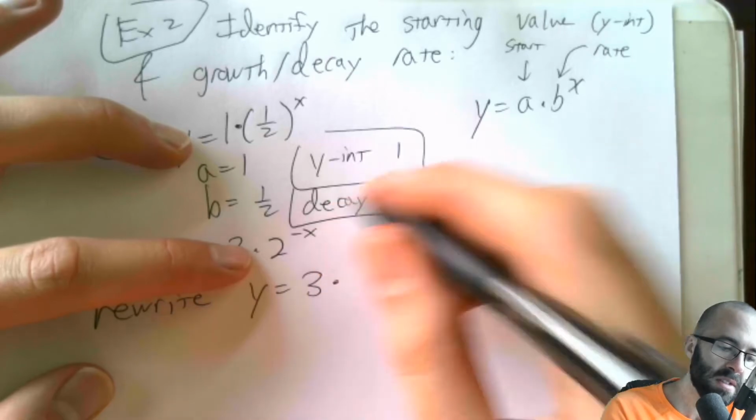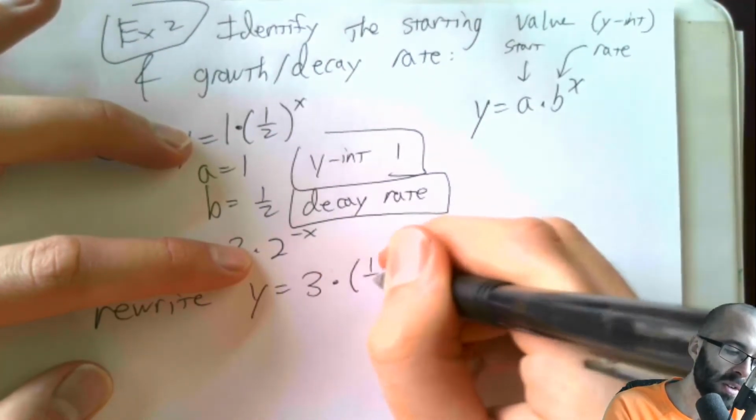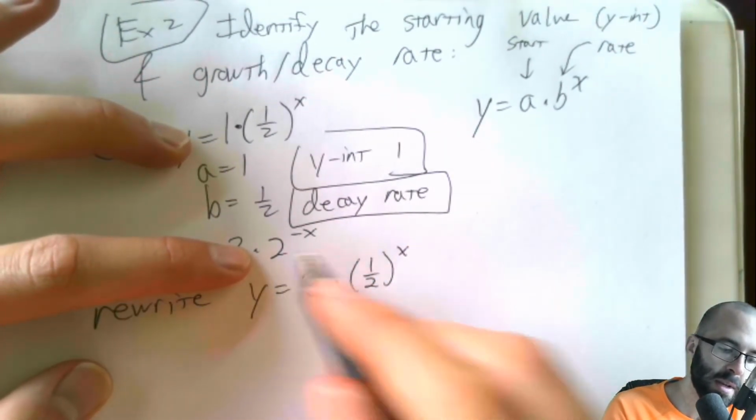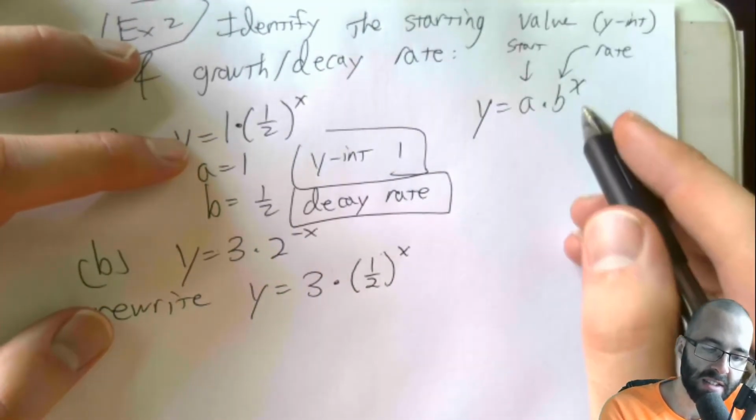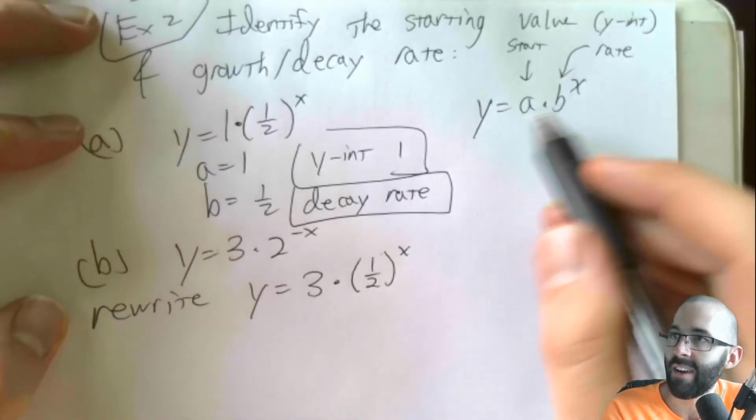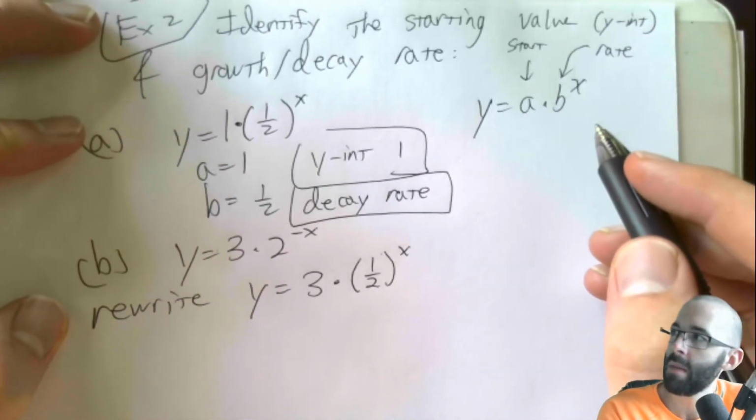Negative exponent, remember, means reciprocal. The reciprocal of 2 is 1/2. So this is actually 3 times 1/2 to the x. And now we can see that it's in the right form.